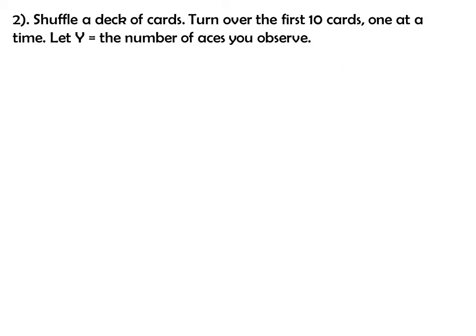Number 2: Shuffle a deck of cards, turn over the first 10 cards one at a time. Let Y be the number of aces you observe. Is this binary? Can this be classified in two outcomes? Yes, success is getting an ace and failure is not getting an ace.